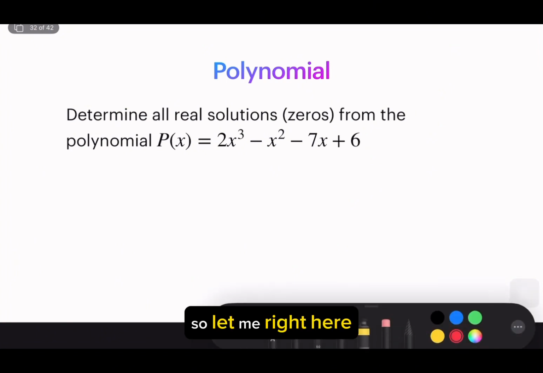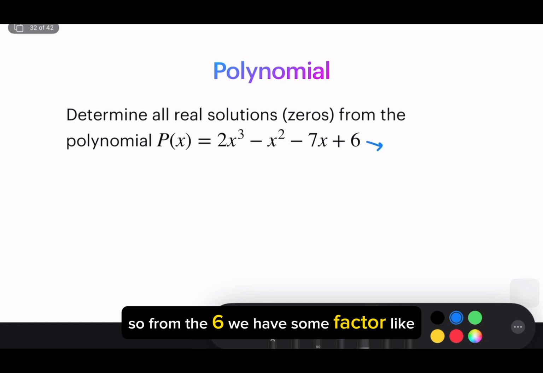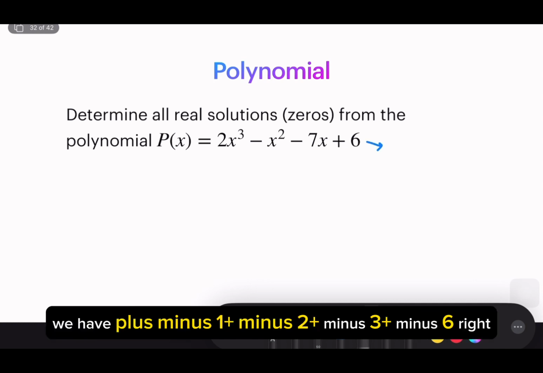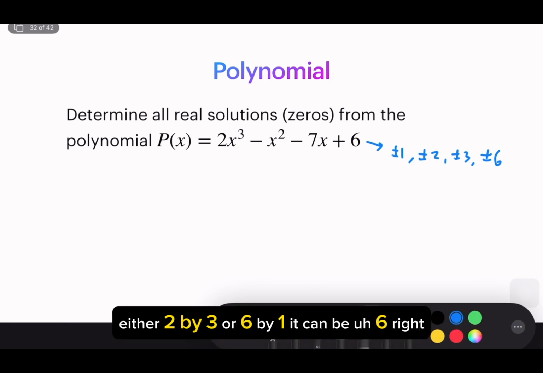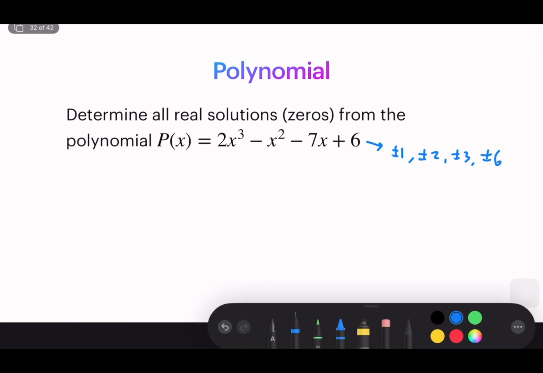Okay. So let me write here. From the 6, we have some factors, right? We have plus minus 1, plus minus 2, plus minus 3, plus minus 6, right? This is all the numbers that can make up 6, either 2 by 3 or 6 by 1. And then for the leading coefficient 2, we only have 2 numbers, right? 1 and 2.